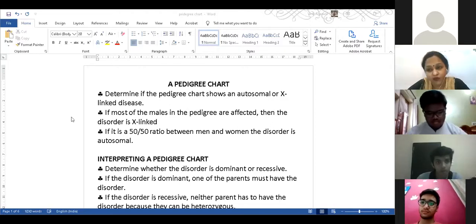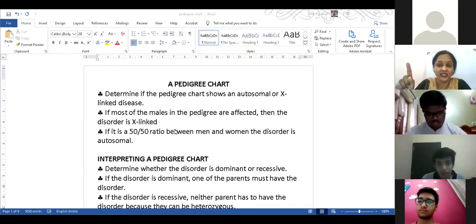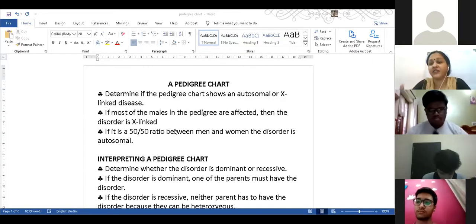How will you find this out? If most of the males in the pedigree are affected, then the disease is X-linked. Okay, so you count the number of affected males, that is, the boxes which you have colored from inside, and then you count the number of affected females. If more males in the entire pedigree chart are affected than females, then the chances are that the disease is X-linked. Why? Because males have only one X chromosome. So even if a single diseased X chromosome goes to the males, it will result in that disease.